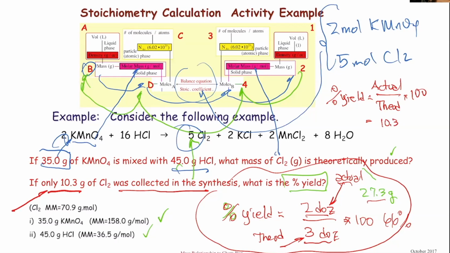If it's more than 100, guess what? You could win the Nobel Prize. You just invented matter. It's not the case. 10.3 divided by 27.3 times 100. That's your percent yield. And you see that in the next page here.